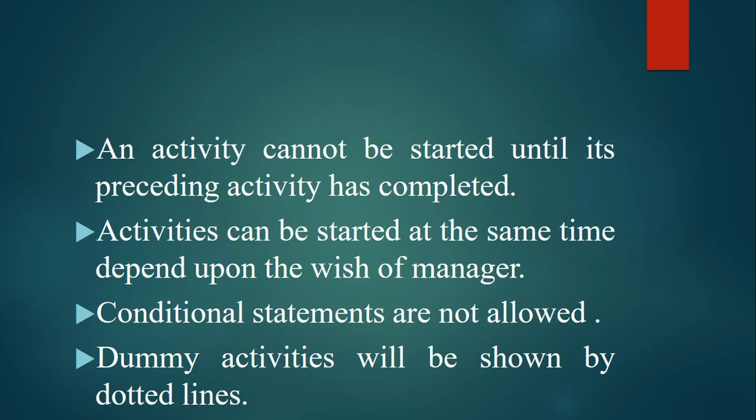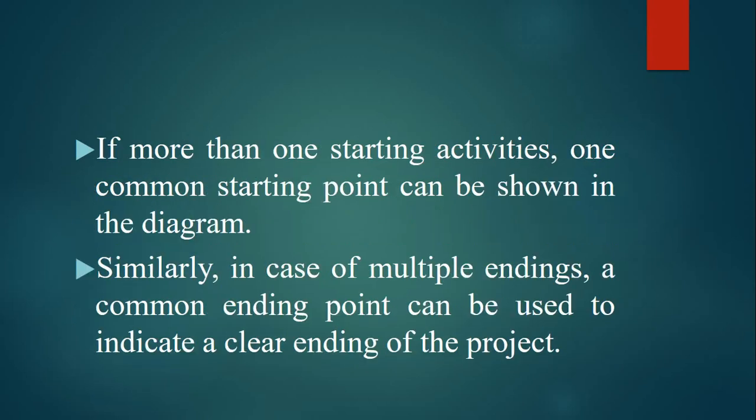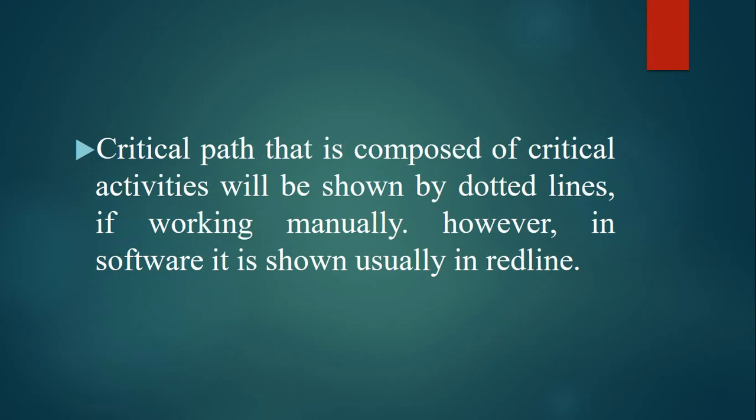The dummy activities will be shown by dotted lines. These dummy activities have no existence in real life. They are just shown in the diagram to meet the diagram requirement, and they do not require the use of time or any sort of resource. If there is more than one starting activity, one common starting point can be shown in the diagram, and similarly, in case of multiple endings, a common ending point can be used to indicate a clear ending of the project.